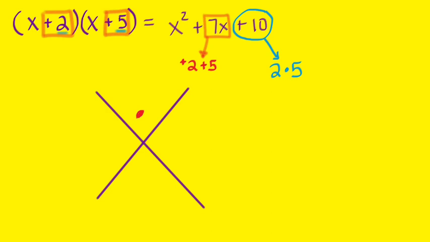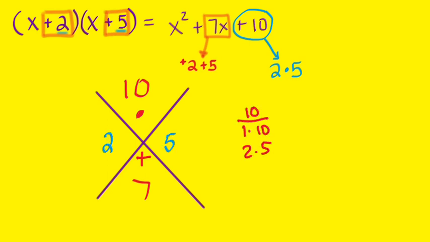If I draw an X here, on the top I put multiply. The numbers are going to be multiplied to be the last digit of the trinomial, which is 10, and add to be the middle term. So then this helps me to factor. I look at the factors of 10 to see which ones will add up to be 7. And I know that's 2 and 5. So then I get that it's x plus 2 and x plus 5.